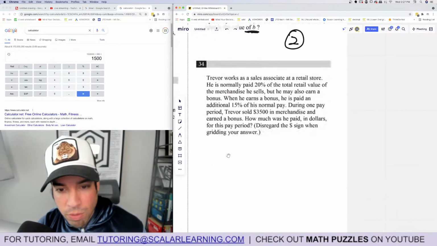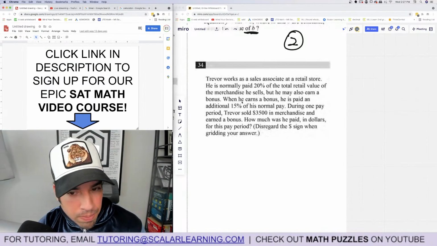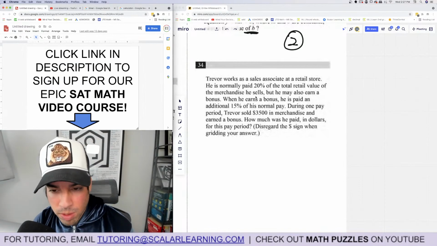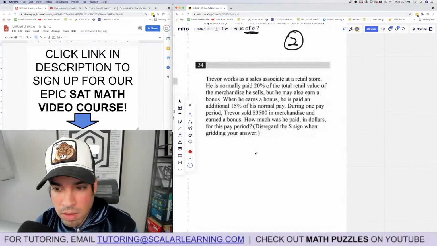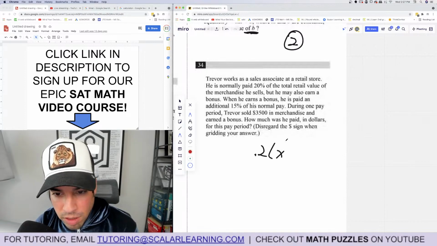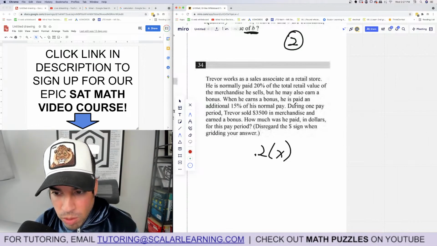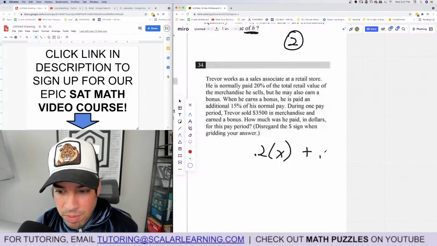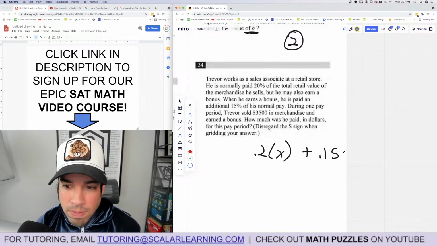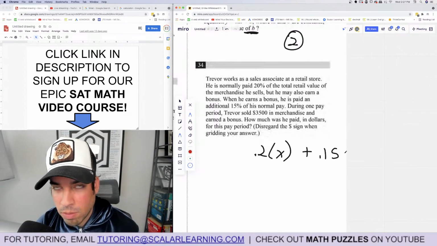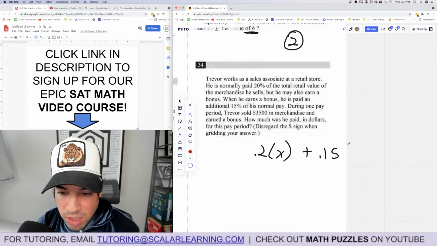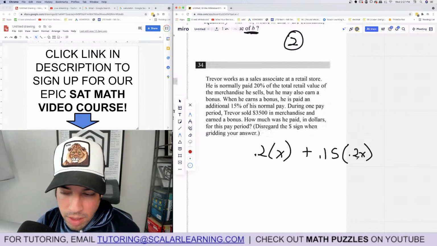Done. 34. Trevor works as a sales associate at a retail store. He's normally paid 20% of the total retail value of the merchandise he sells. So this is assuming he sells X amount. But he may also earn a bonus. When he earns a bonus, he is paid an additional 15% of his normal pay. Wait, 15%. Oh, so 15% of that. Right? I guess.